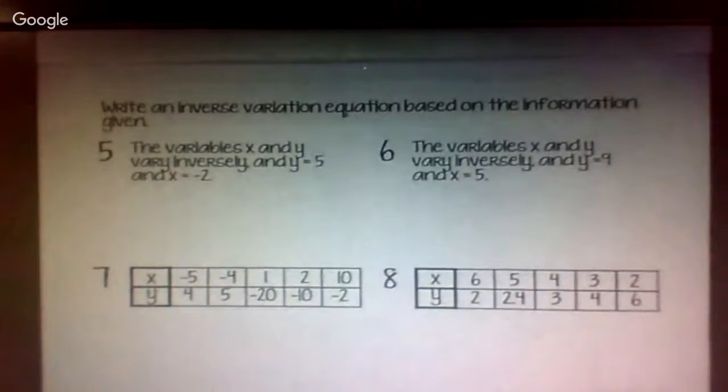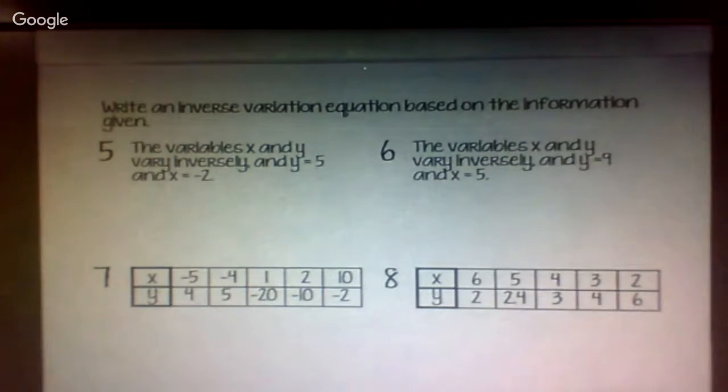Down here, can you write the inverse variation equation based on the information that they give you? Okay, so just like direct variation, where it says directly, it's y equals k times x. When they say inversely, it's y equals k divided by x. You are going to need to memorize those equations. They will not be provided for you. Again, you get no formula sheet for your final exam.